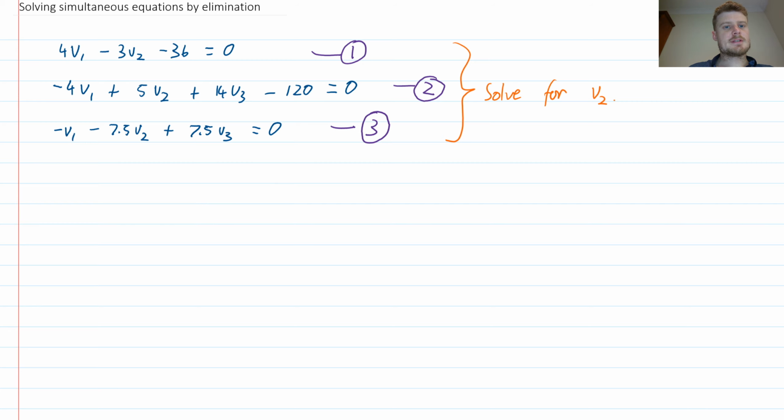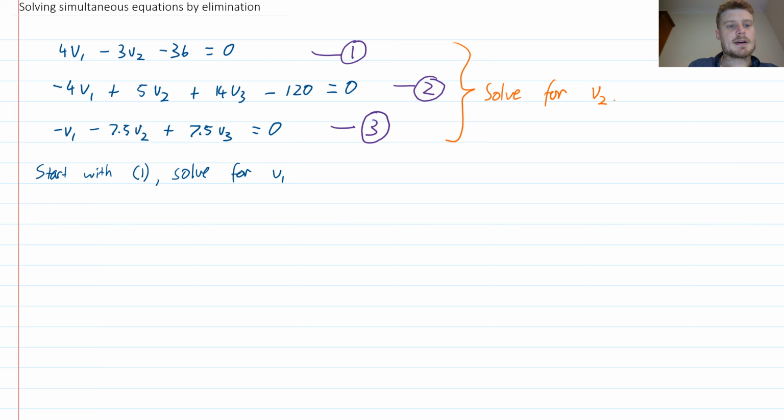Sometimes with a system of simultaneous equations, you only need to solve for one of the variables, and in that case, the method of elimination is a good choice for doing that. So the way that this works is I will use each of the equations in order to try and eliminate one of the variables. So here I'm going to start with equation number 1, and I'm going to solve for v1. So v1 is one of the variables that I would like to eliminate. I want to keep v2, but I want to get rid of v1.